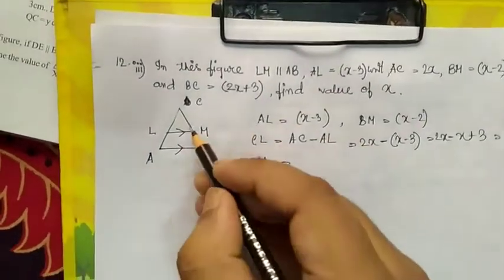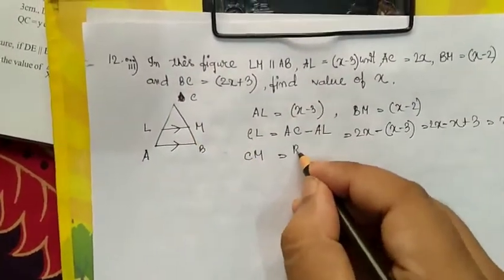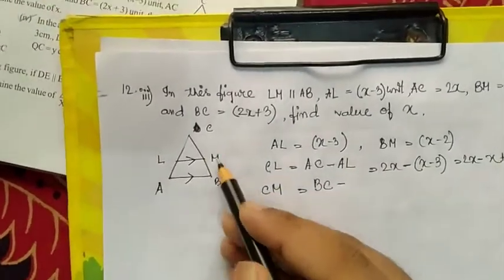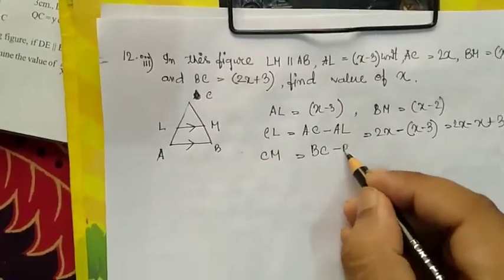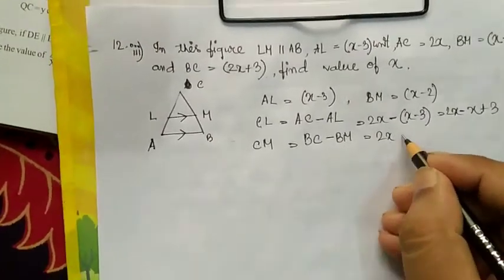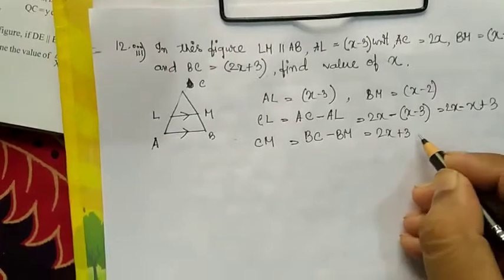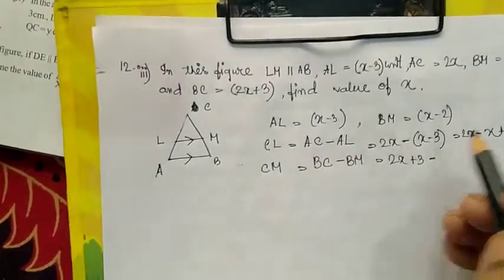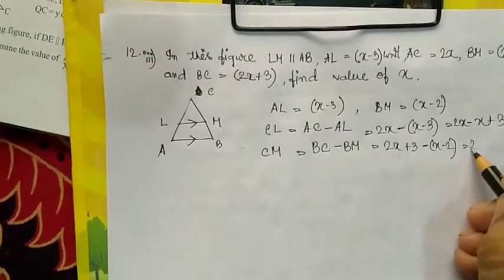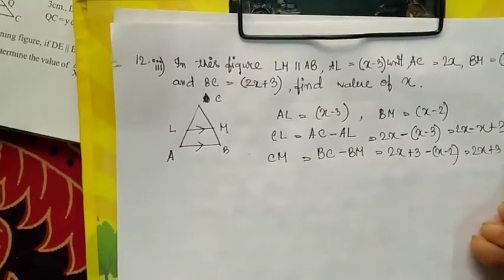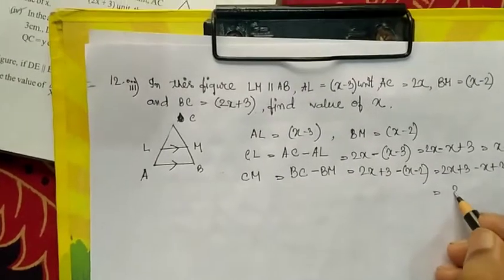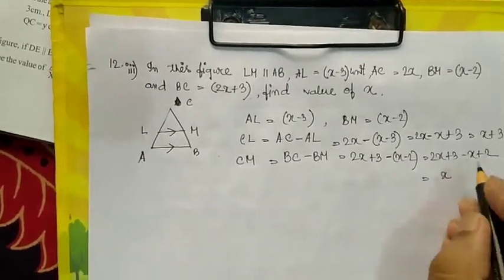equal to total side BC minus BM. So BC is 2x plus 3 unit and BM is x minus 2 unit. So therefore 2x plus 3 minus x plus 2 equal to 2x minus x, 3 plus 2, x plus 5.